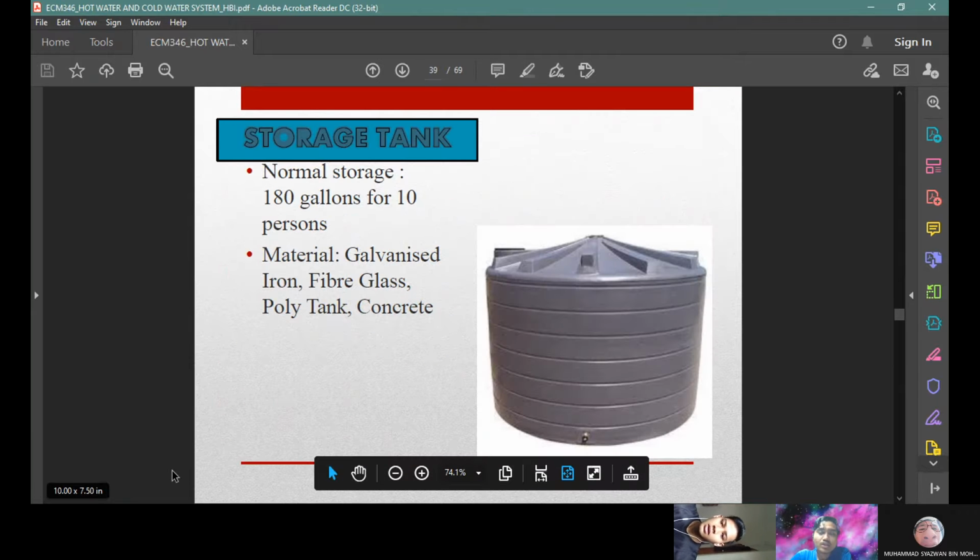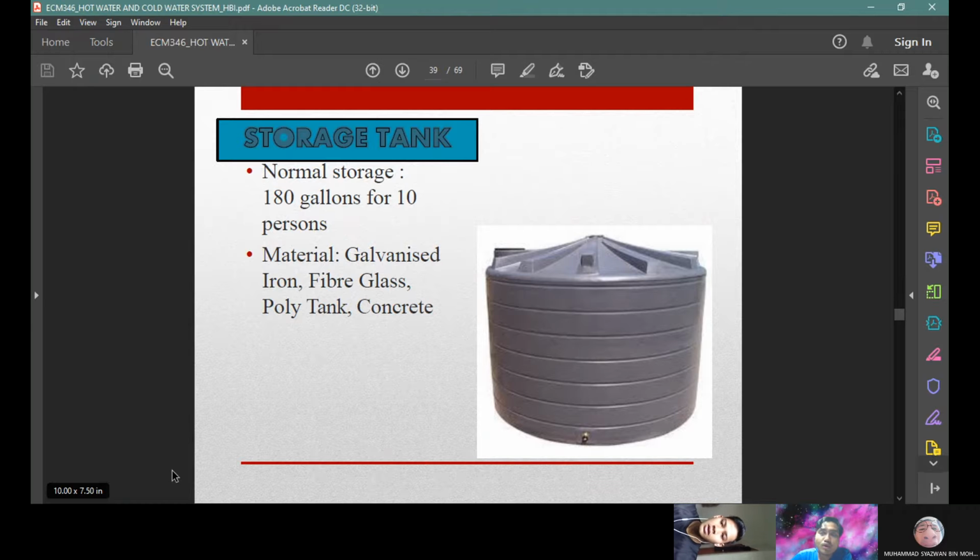This is the storage tank, which we put at the top of the roof as the backup supply, in case the water supply is cut down or needs to be maintained.